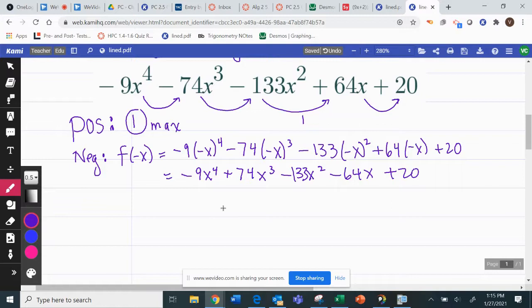And so then I do my sign change. From -9 to +74, that is a sign change. From +74 to -133, that is a sign change. -133 to -64, that is not a sign change. And from -64 to +20, that is a sign change. So we have a maximum of 3 negatives.